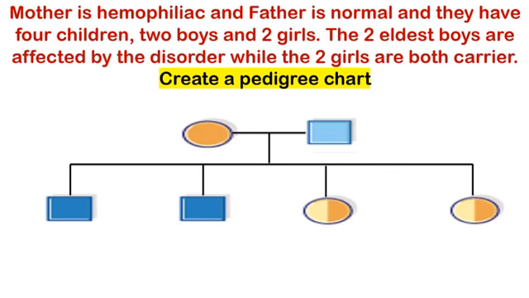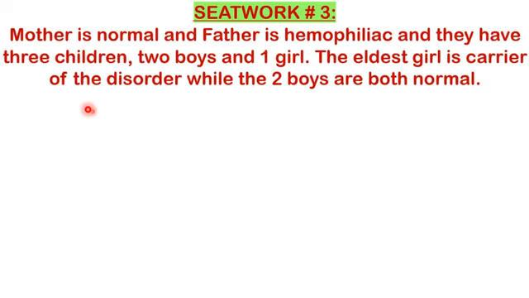Okay? Is it clear? If it is clear, please try it. Here is your seat work number 3. Mother is normal and the father is hemophiliac. And they have three children. So now we have to use three children only, not four. Two boys and one girl. The eldest girl is the carrier, while the two boys are both normal.